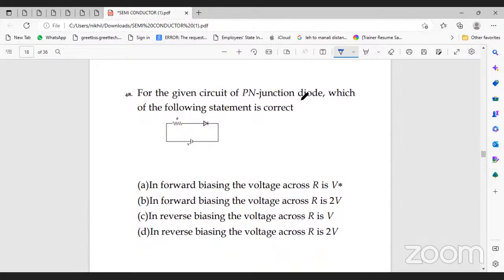Look at the diagram. This is P type, this is N type. P type is connected to the positive terminal. N type is connected to the negative terminal. So definitely it should be a forward bias. So these two are ruled out. The forward bias voltage should be V.